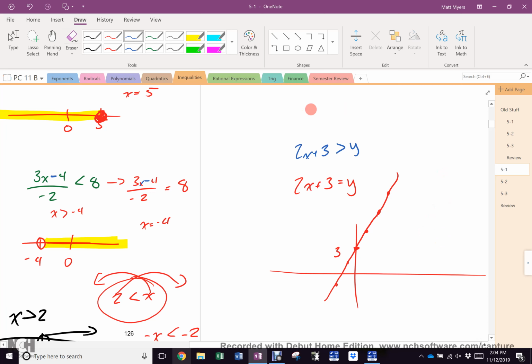What's the easiest pair of coordinates to work with on the Cartesian plane? 0, 0. Right? That point right there, 0, 0, correct? Okay, what would go in for x? What's 0 plus 3? 3. What would go in for y? Is 3 greater than 0? Yes. So is that part of the answer?